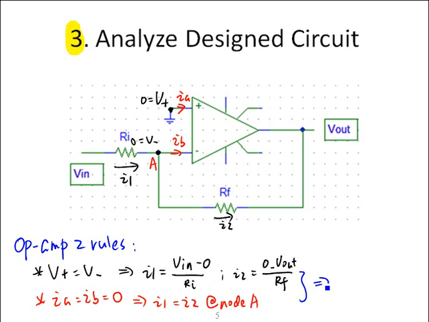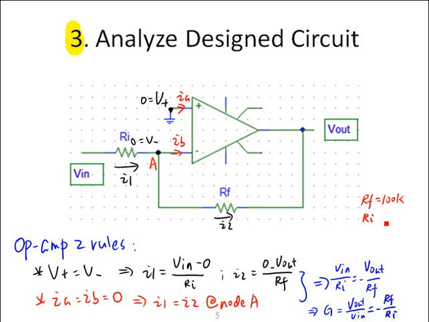Combine those two equations together, we can derive the relationship for the circuit gain, which is defined as the output over input, equal to negative RF over RI. If we use 100 kilo for the feedback resistance and 10 kilo for the input resistance, we'll get a theoretical value for the circuit gain equal to minus 10.